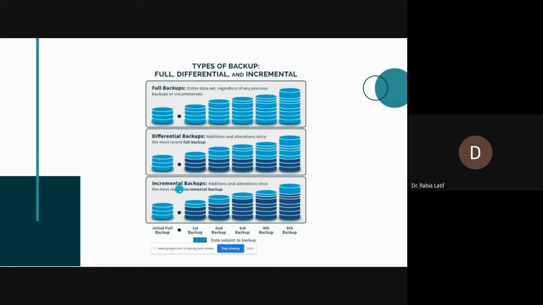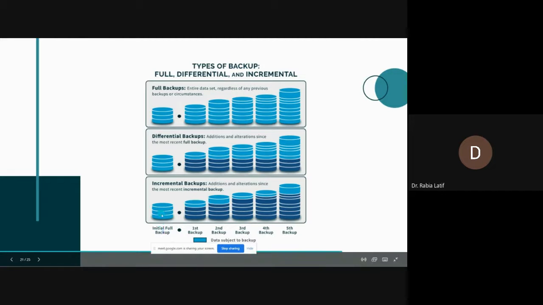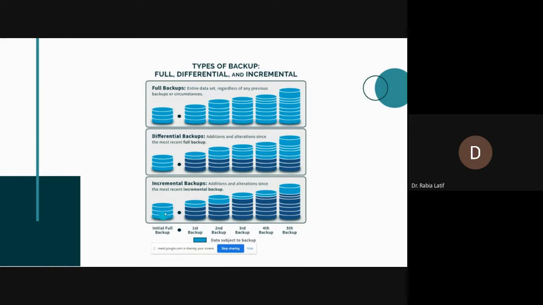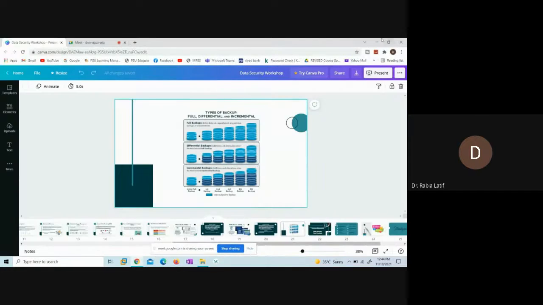Then incremental backup, which is considered a good strategy for data backup. In this particular type of backup, once you take the initial full backup, the additions and alterations are backed up since the most recent incremental backup. For example, you take the full backup on Sunday. On Monday, you take only the additions and alterations backup. On Tuesday, only Tuesday's additions and alterations backup. On Wednesday, only Wednesday's additions and alterations backup. Okay, so now let's go to the backup tool.